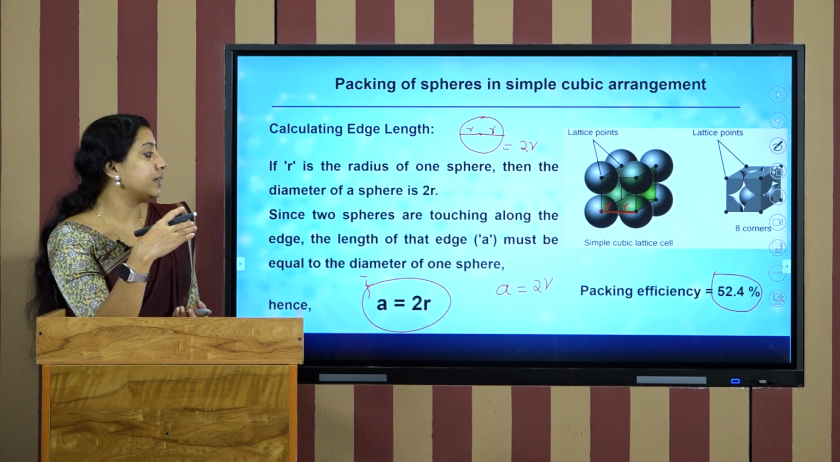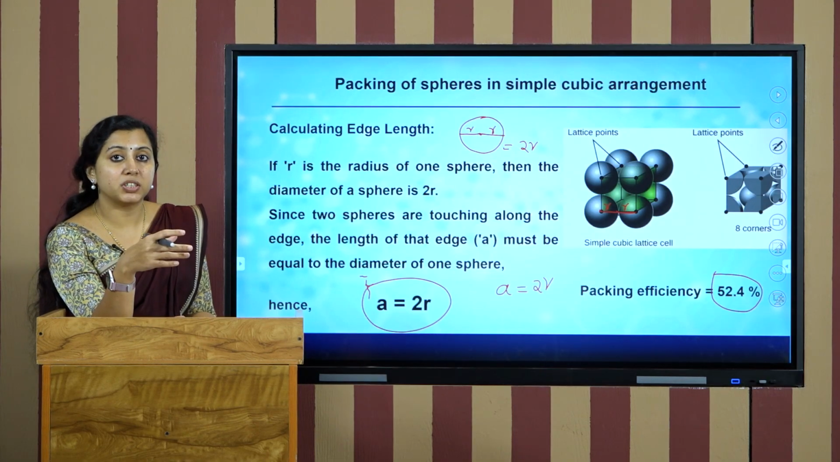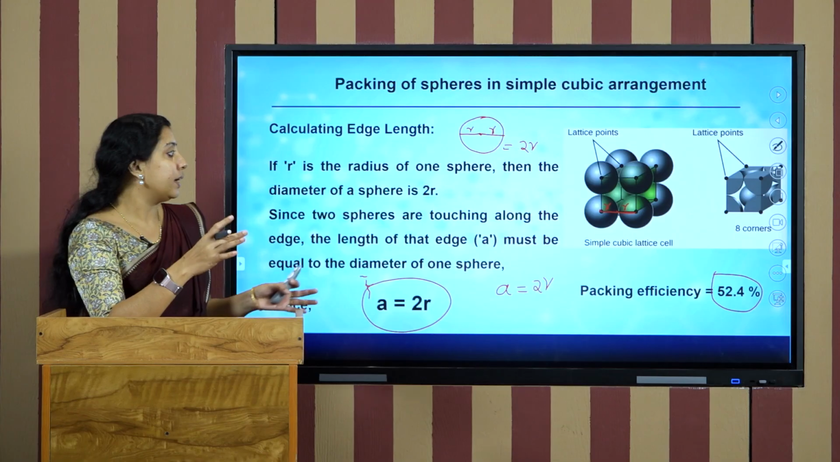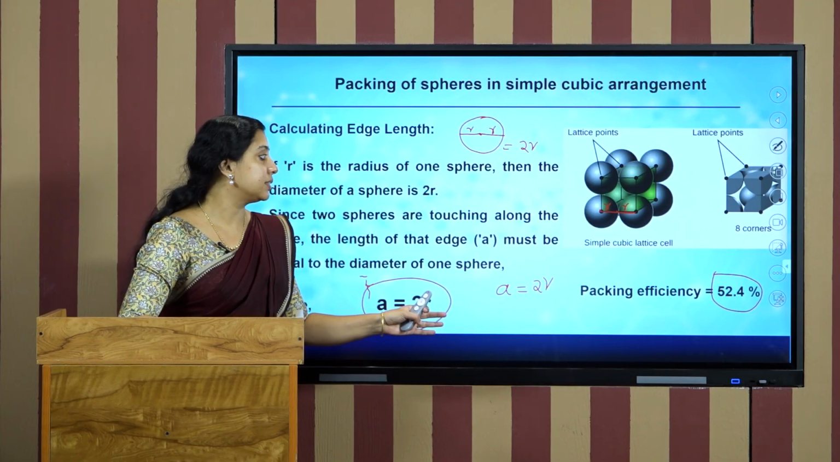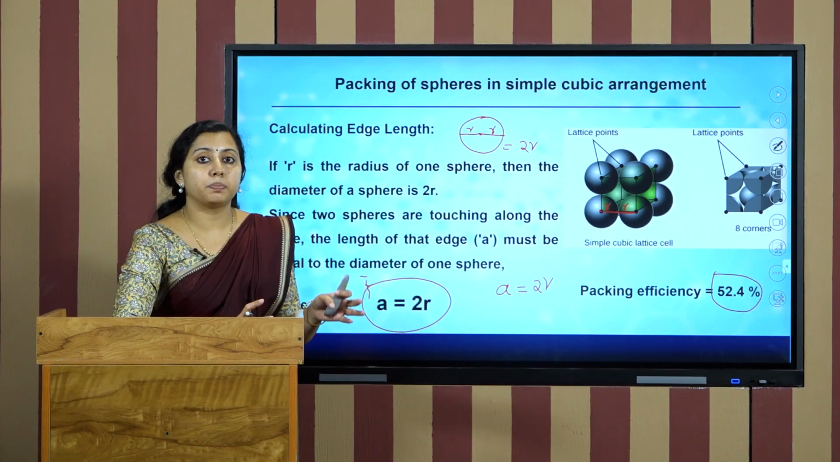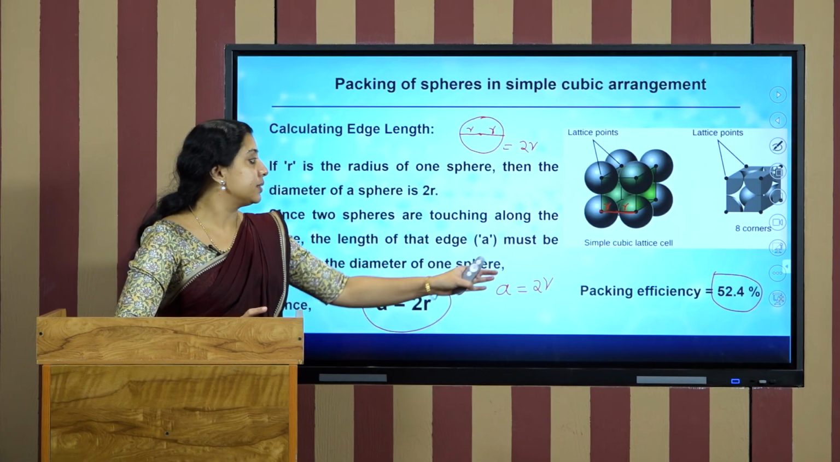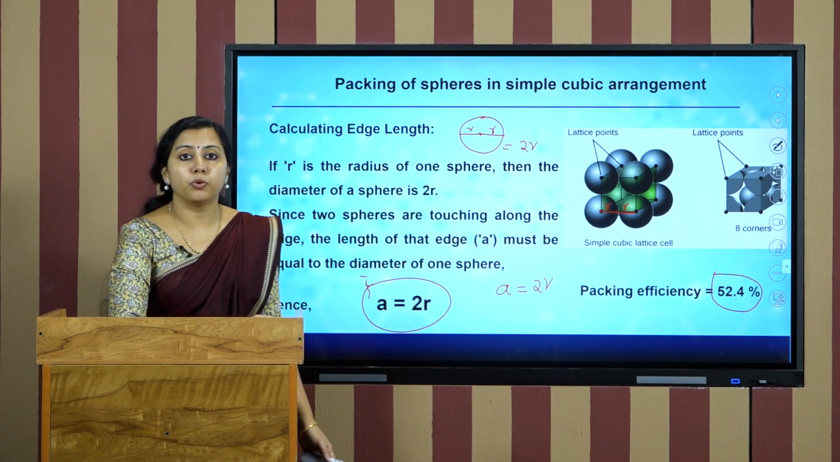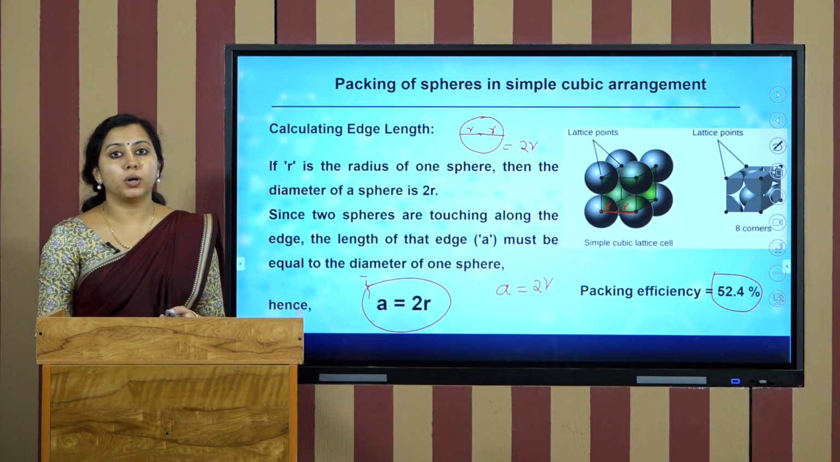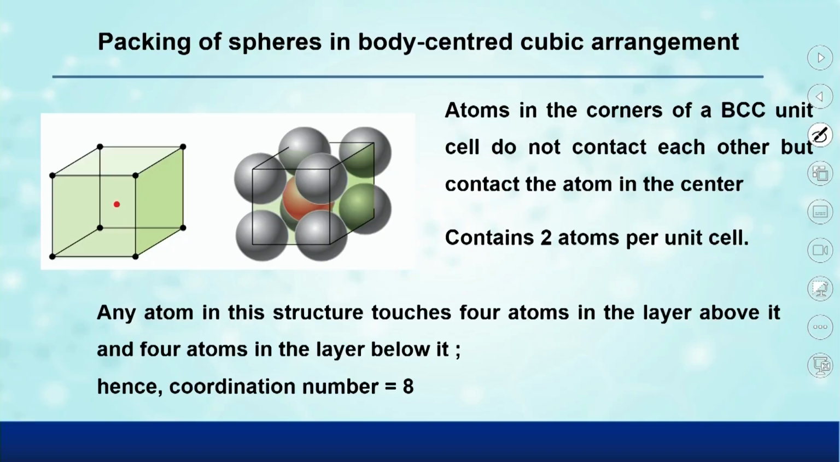We will discuss in detail about packing efficiency and packing fraction in the later classes. For the time being, let us understand that the packing efficiency, or the percentage of space occupied by these spheres, is equal to 52.4%, and the edge length is given by a equals 2r. So, next we will see the packing of spheres in a body centered cubic arrangement.